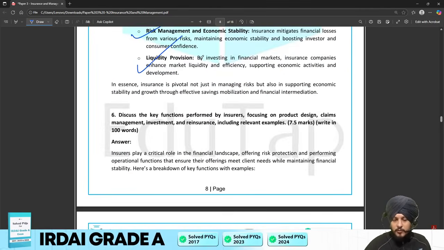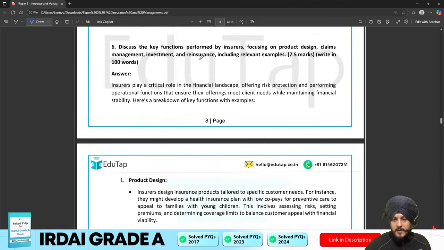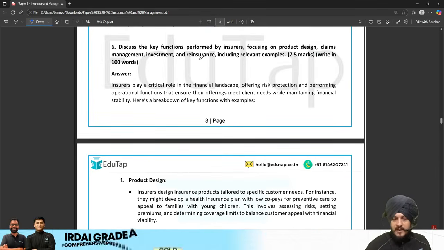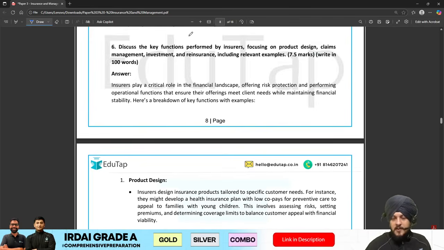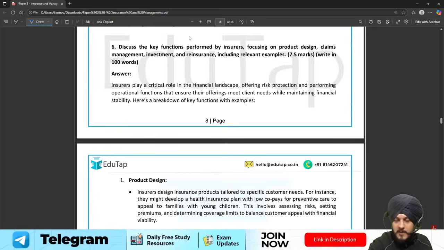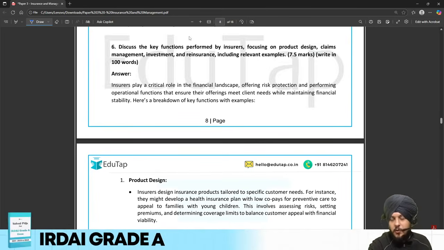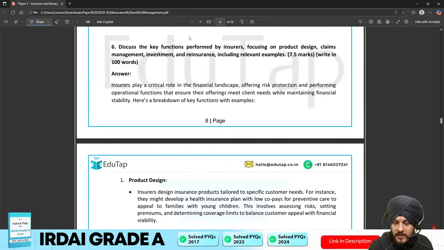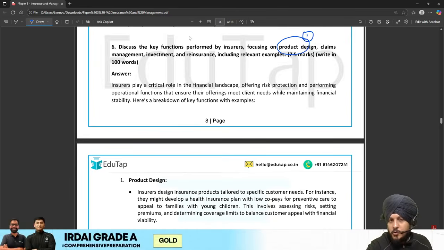Now let us move on to the last question, which is regarding the key functions performed by insurers, focusing on product design, claim management, investment, reinsurance, including relevant examples. So please make sure that you are addressing the demand of the question. Now you have to break down the answer into different parts. In the first part, you will talk about the function performed by insurers with respect to product design. This is going to be heading 1.